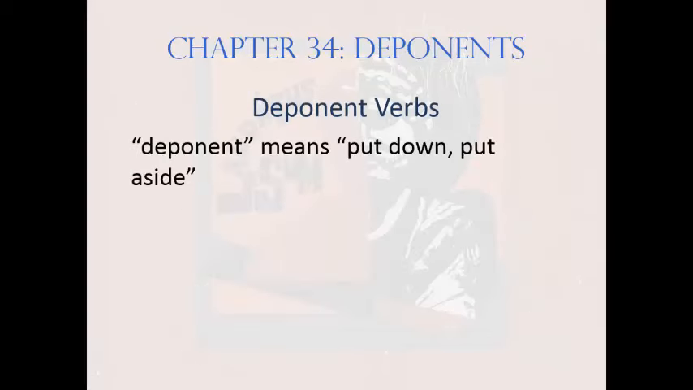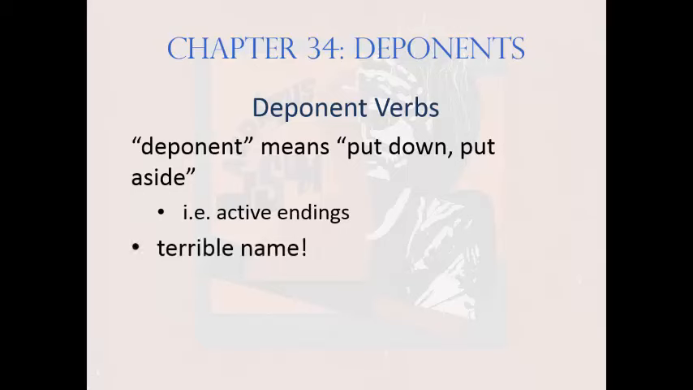The term deponent means put down or aside. It refers to verbs which have dropped or put aside their active endings. That is, they don't have them. No active endings, only passive ones. Deponent is not a very good name for this type of verb.